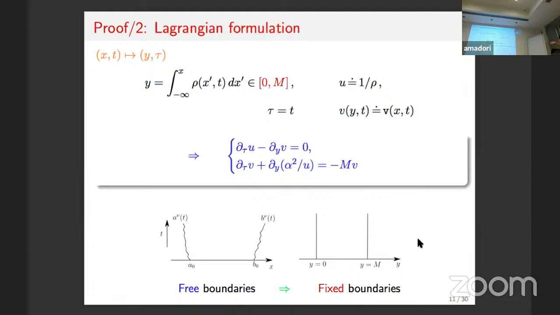From the point of view of the domain, we pass from a Cauchy problem to a bounded domain problem. In particular, our free boundaries will go into fixed boundaries, and the difference of the coordinates of these boundaries is m, which is the total mass of the initial data. Okay, so our analysis now is for this system in Lagrangian formulation in the bounded domain (0, m).